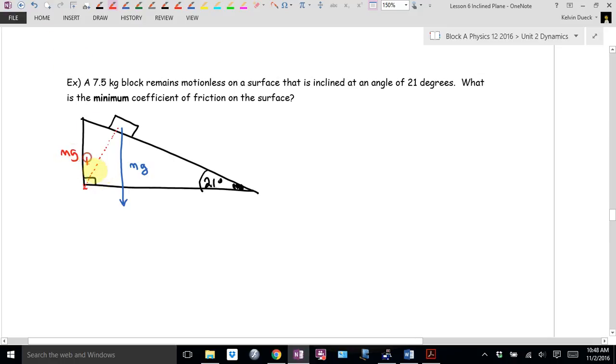mg perpendicular. And the parallel component, mg parallel. And Julie, I strongly encourage you, put the arrows on the vector lines. Especially that bottom one, the parallel one, because it tells you which way this thing wants to slide.